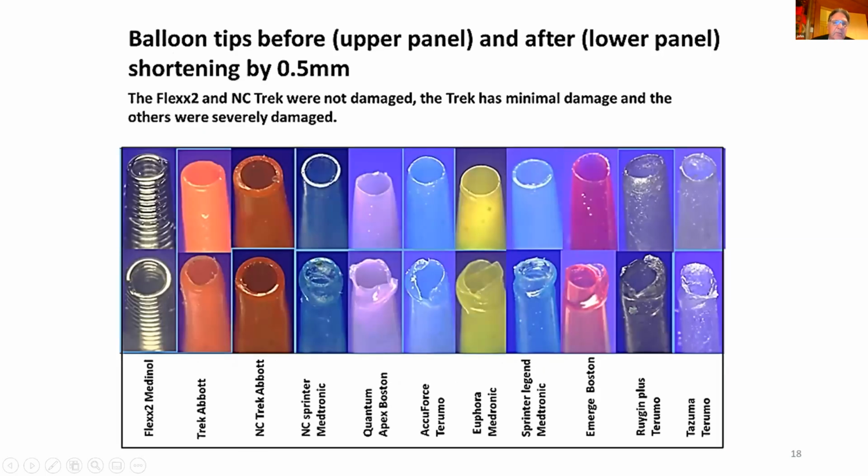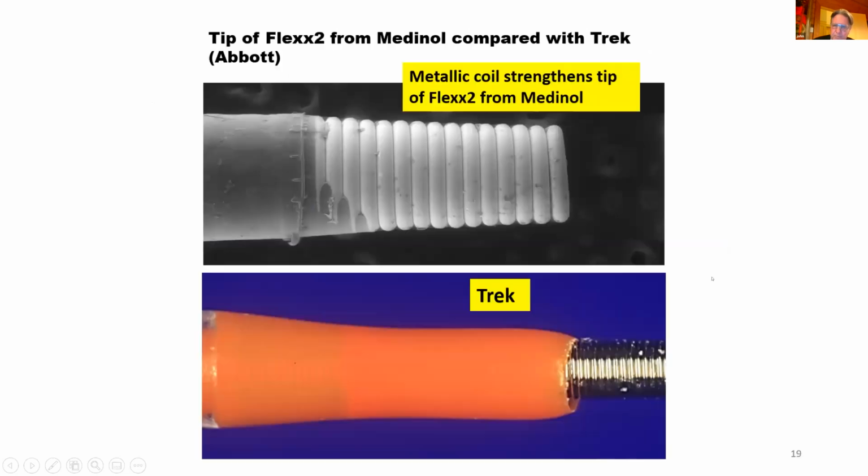And here are pictures of the catheter tips before compression, and here we have them after compression. And you'll see the Metanol with this wire coil reinforcing was not damaged. And also the non-compliant Trek was only minimally damaged by compression, whereas the others all had significant damage to the tips. And here's a scanning electron microscope picture of the Metanol tip, and this is the wire coil that reinforces the tip.